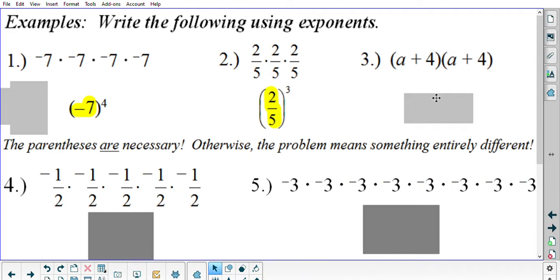Same thing with problem number 3. A plus 4 times a plus 4. If I don't put parentheses around the a plus 4, then only the 4 would look like it is taken to the second power. So to show that the entire algebraic expression of a plus 4 is taken to the second power, I must put that algebraic expression in parentheses with the power of 2 on the outside.